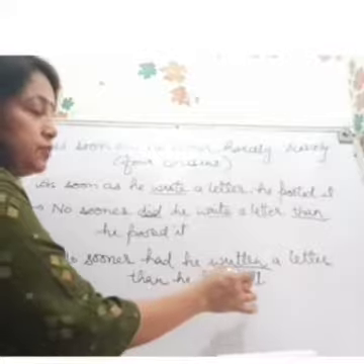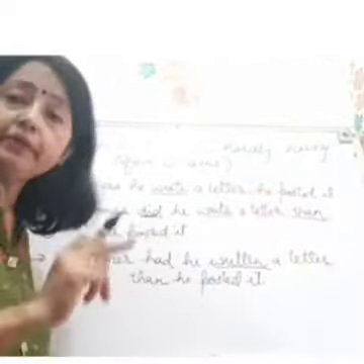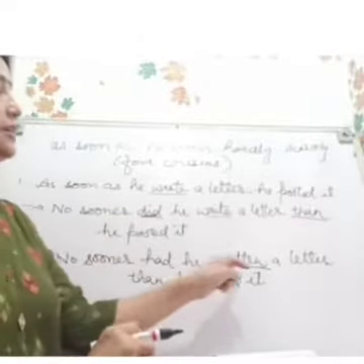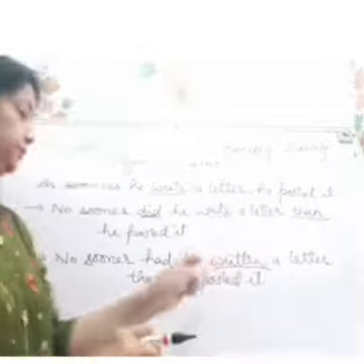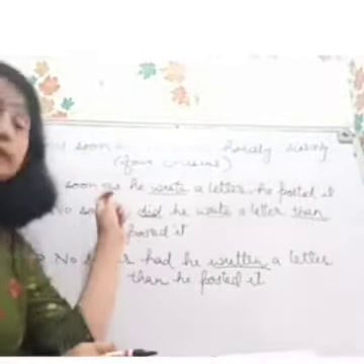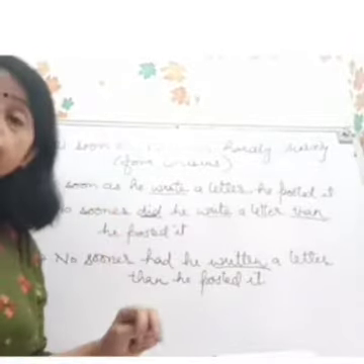Then he posted it. It means the remaining part of the sentence after the comma will remain the same. Now just see: "No sooner had he written a letter, then he posted it." Now it means "as soon as"; this sentence can be changed by using "no sooner" in two ways.